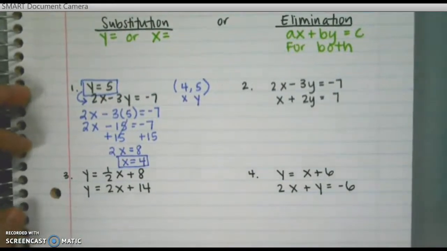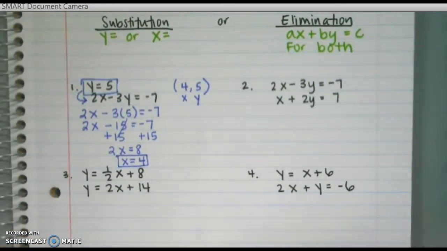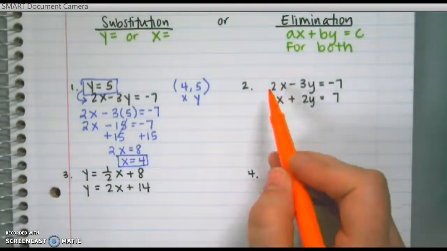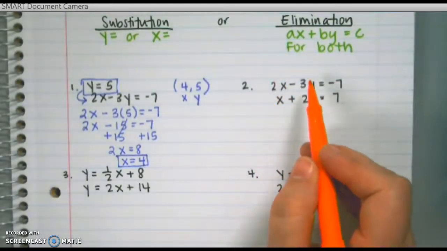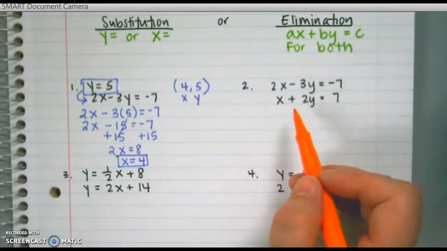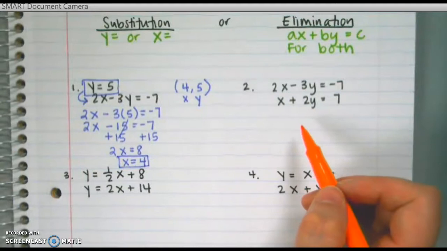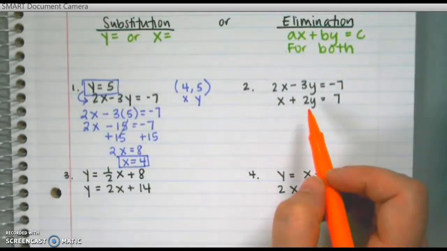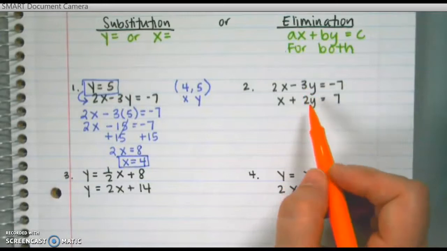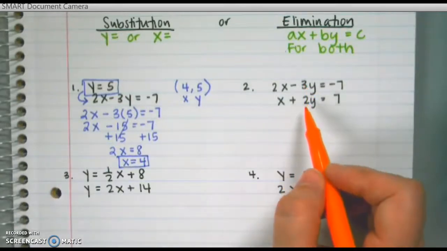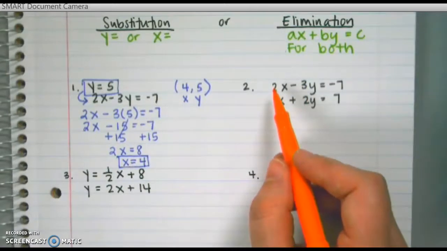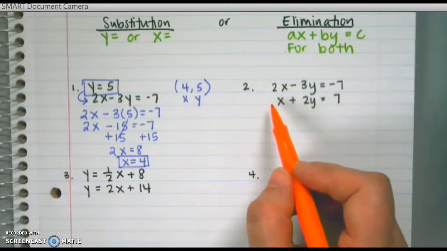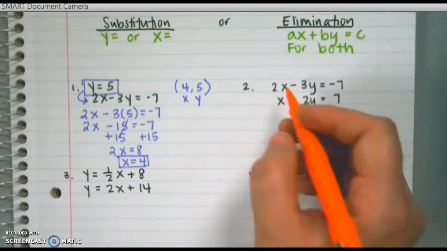All right, look at number 2. Which way do you think we're going to solve it? Hopefully you said elimination because they are both in standard form. With elimination, our goal is to make the x's cancel or the y's cancel. We do that by multiplying until I get the same number in front of the x or the same number in front of the y. If I look at the y column, 2 and 3, that's going to take a lot of multiplication to get them the same. But if I look at the x's, this is 2 and this is 1. This is going to be easy to make the same. I just have to multiply the bottom equation by 2.